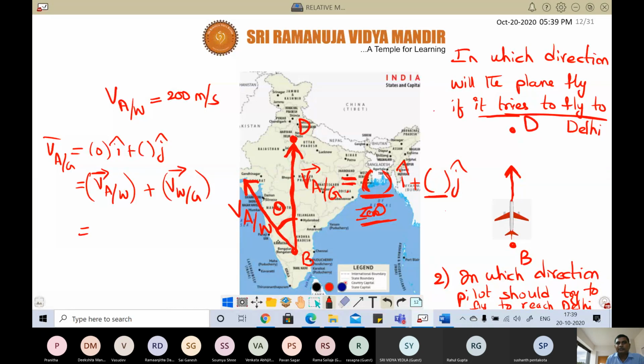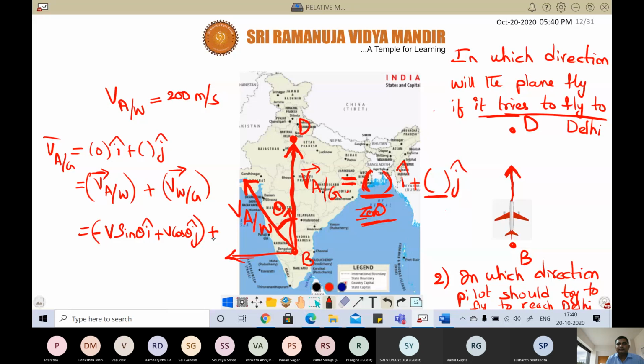Now it will have two components. One is this side, one is this side. This component is sine, and this component is cos. So I can write this as, let us say the velocity of aeroplane is v. So minus v sin theta i cap plus v cos theta j cap.